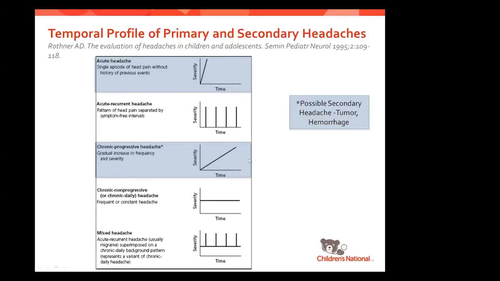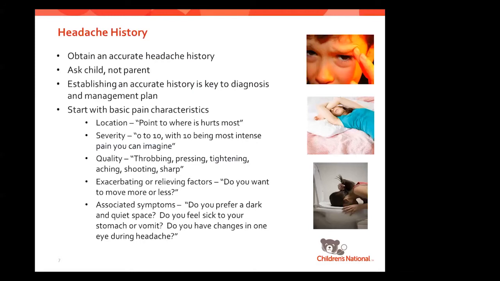So again, when you hear about the headache history, you want to think about kids that have an acute onset of a terrible headache they've never had before, or kids that are experiencing increasing frequency and severity of headaches over a period of time. And these are kids that we're worried may have a secondary problem, like tumor or hemorrhage.